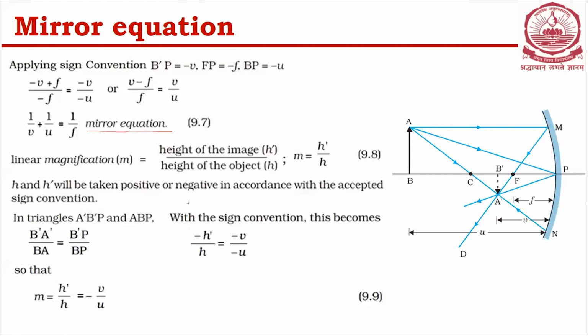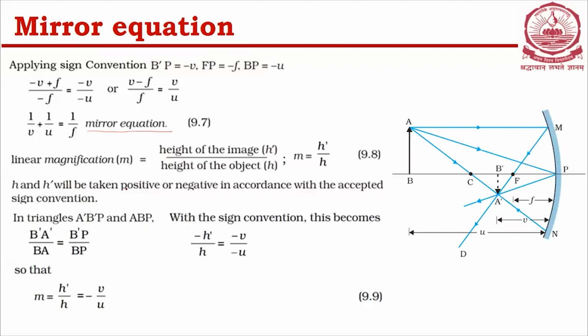So, obviously, you know that magnification is nothing but the height of the image divided by the height of the object, h dash by h. According to the sign convention, h and h dash will be taken positive or negative in order to follow the acceptable sign convention.